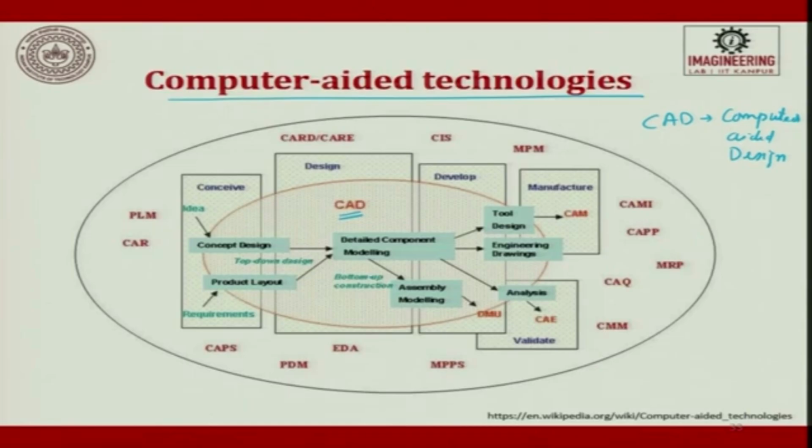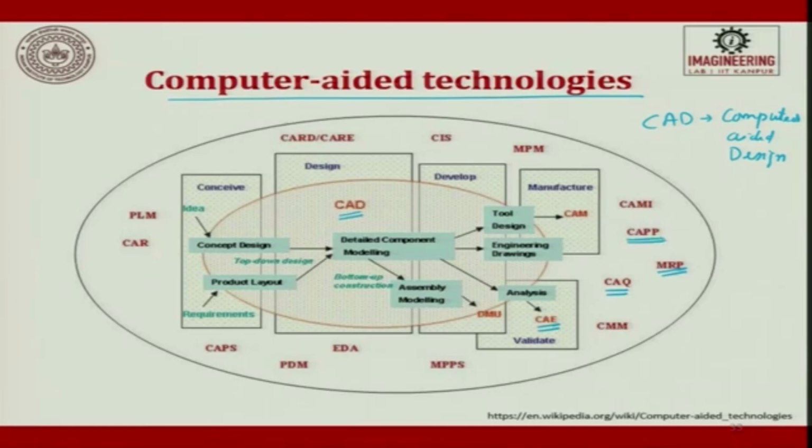So, what all is done in here? We do conceptual design, layout, detailed component modeling, assembly modeling, tool design, engineering drawing and analysis. The moment we say analysis, computer aided engineering comes in. This is basically to validate. You can see here CAQ, computer used for quality control. In quality control, one is what data to measure, the measured data to be stored, and the stored data to be processed. For materials requirement planning, we use computers.